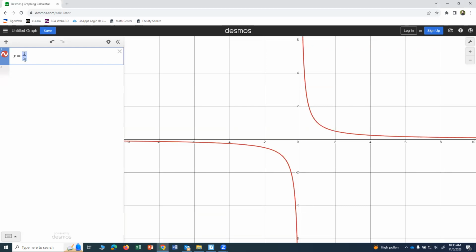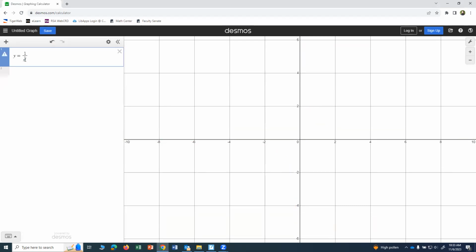Let's look at 1 over x squared. That was our g of x. So if I do 1 over x squared, it makes everything positive, because if I square a negative number, I get a positive. So I have the graph in quadrants 1 and 2, and we have what we call a vertical asymptote at x equals 0, and we have a horizontal asymptote at y equals 0. So the graph never touches the y-axis and the graph never touches the x-axis.